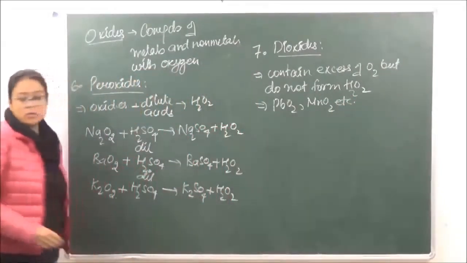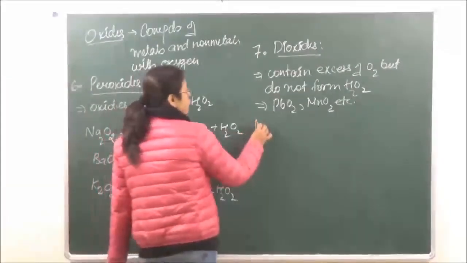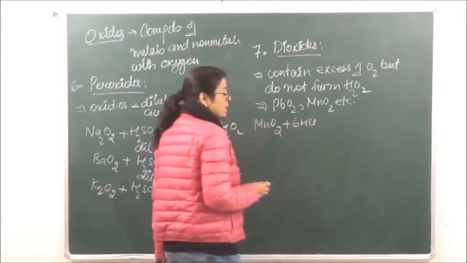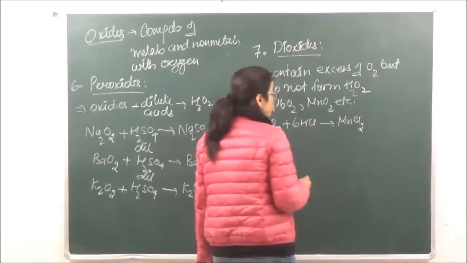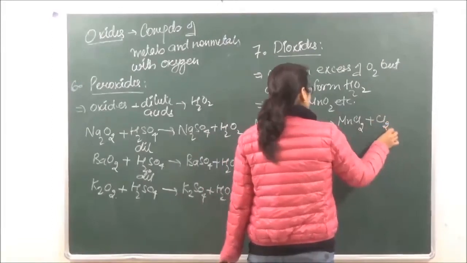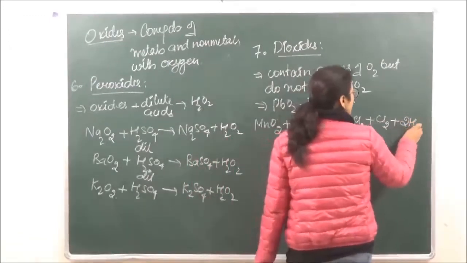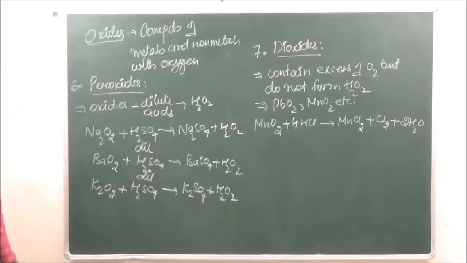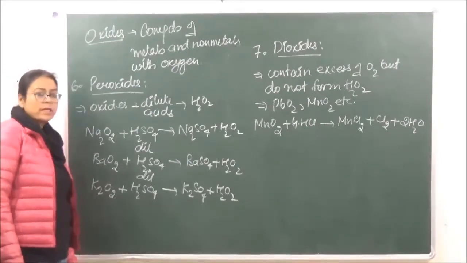Okay, so let's see how they are going to react with acids. If we are reacting MnO2 with HCl, it is going to give us MnCl2 plus Cl2 plus 2H2O. So you can see over here that it is not forming a peroxide. If it is not forming hydrogen peroxide, it is not going to be a peroxide. It's a dioxide. ठीक है?